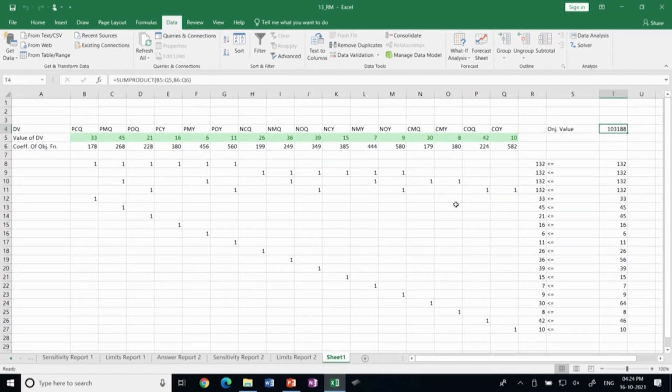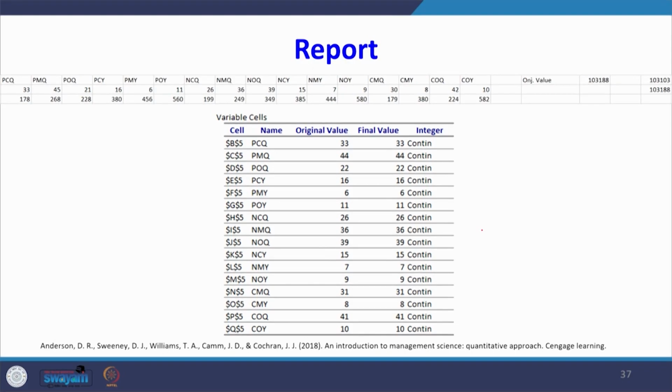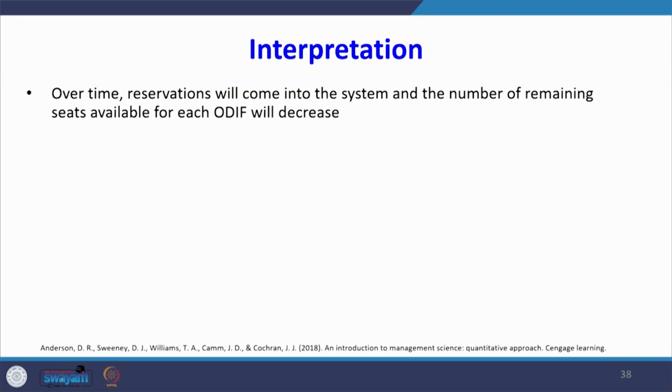Now, I am going to interpret the shadow price of this problem. I have brought the output into the presentation. I will explain with the help of the screenshot which I have taken from this Excel output. Here I have the values of my decision variables and here I have the value of my objective function. Now, we will interpret.